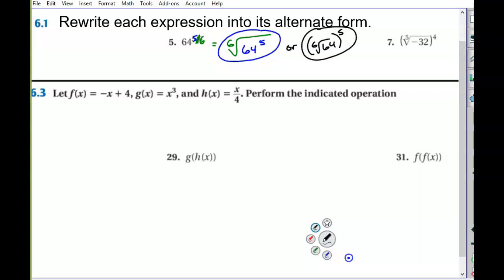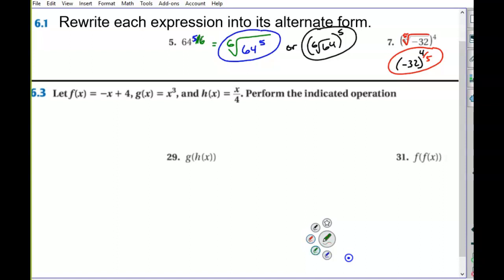Alright? And then with this one, we've got negative 32 to the 4th power, and then the 5th root is just a divide by 5. And I would write that one as negative 32 to the 4/5 power. Notice how I put that negative 32 in parentheses? I think that's a good idea.